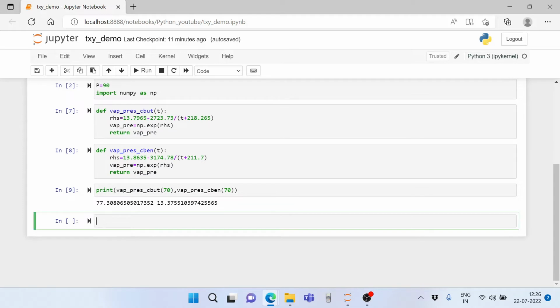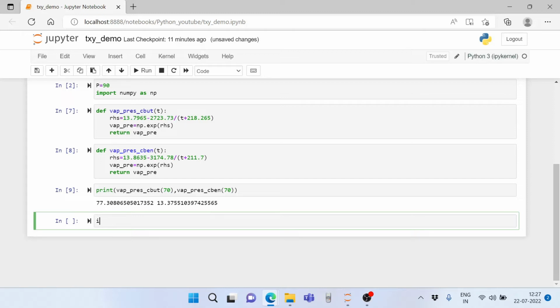So now we need to know the boiling temperatures of chlorobutane and chlorobenzene at 90 degrees Celsius. Now there's a neat little trick to do it. But first, learn about this trick. There's something known as fsolve in Python, and this is a part of the SciPy library.